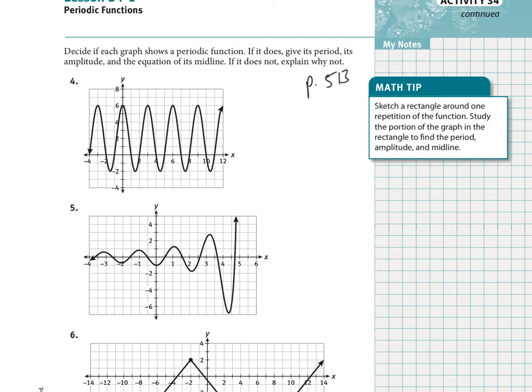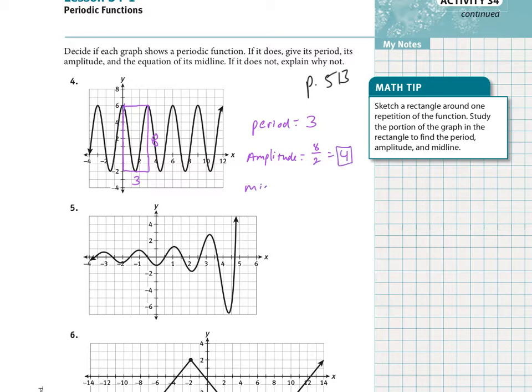So for number 4 here, this looks like it repeats this kind of V or U shape. And so width-wise, it's got a width of 3. Height-wise, it's got a height of 8. And so as I think about that, that is periodic. So its period is equal to 3. Its amplitude is half of its height. So that's 8 divided by 2. So its amplitude is 4.